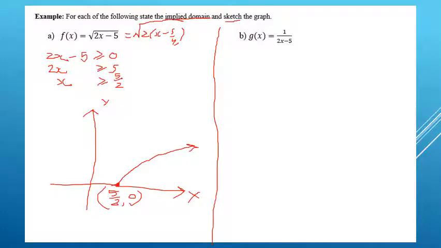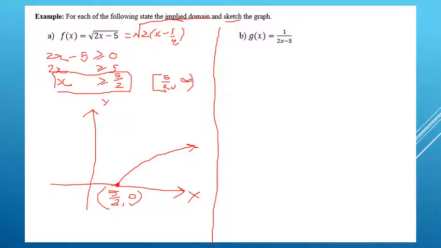If we go to the next slide, you'll see a better version of this graph. So the implied domain was x has to be greater than 5 on 2, or we can write that as 5 on 2, comma, infinity, anything bigger than 5 on 2. And so I've answered the question: state the implied domain, that's the implied domain, and sketch the graph.